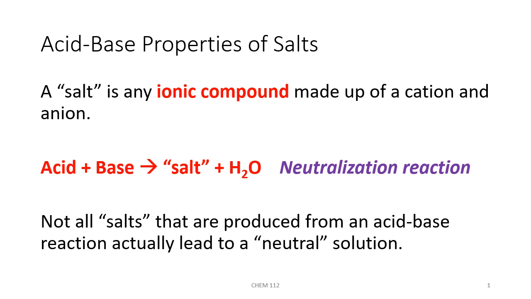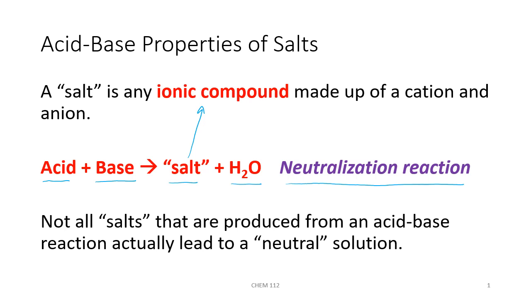In this section, we're going to learn about some of the acidic and basic properties that cations and anions can have in water. You might remember from last semester, we learned that when you have an acid-base reaction, you always produce a salt and water. This is called a neutralization reaction, where a salt refers to some ionic compound composed of a cation and anion component.